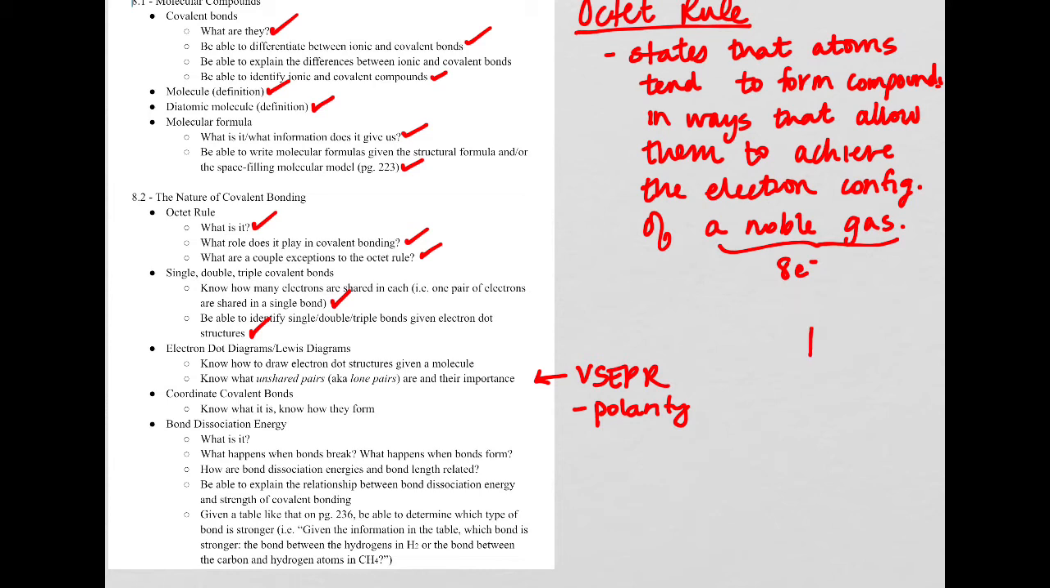So if I give you BF3 and ask you to draw me an electron dot diagram of that, or electron dot structure, whatever, then you need to be able to draw that. If you don't know how to do that, you need to contact me.